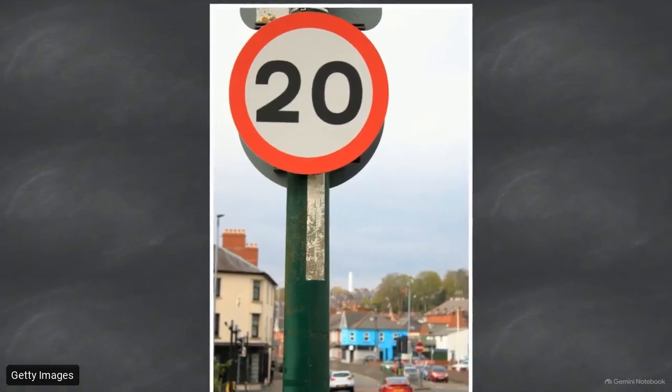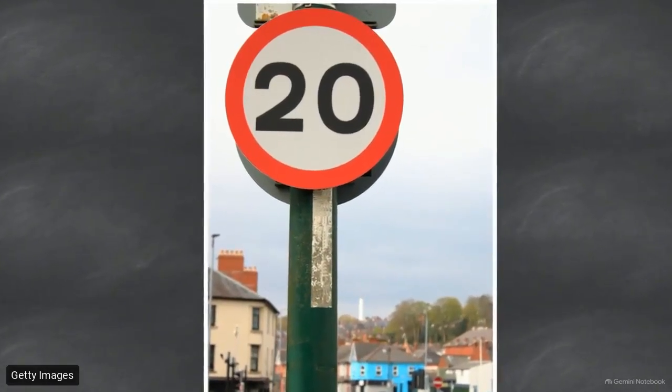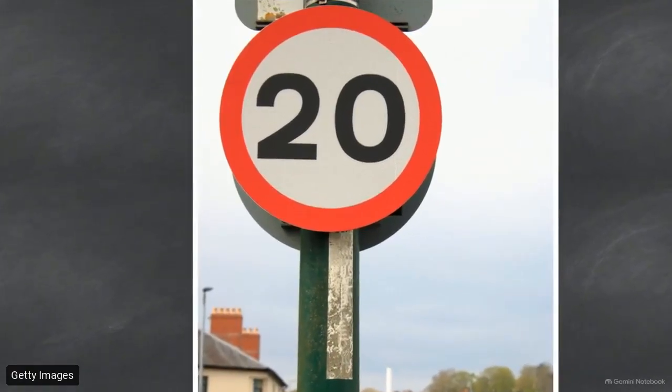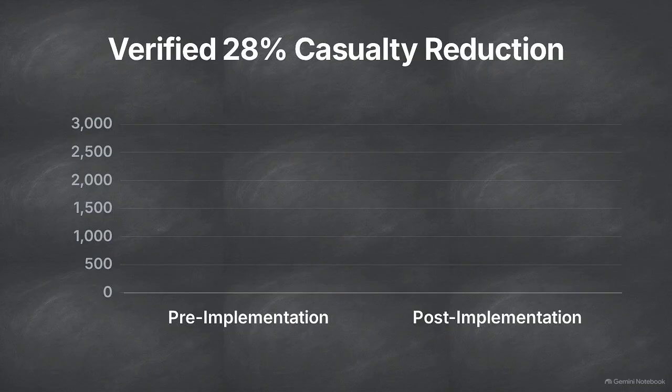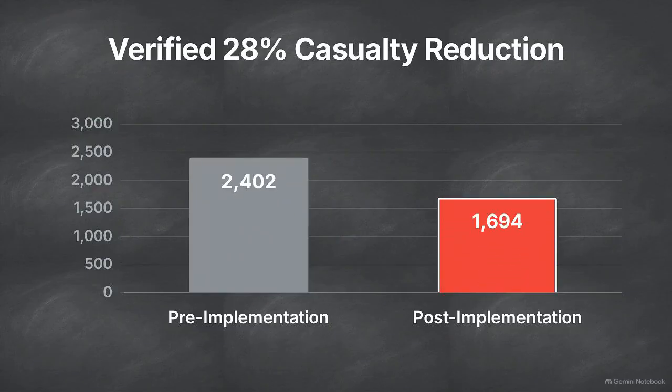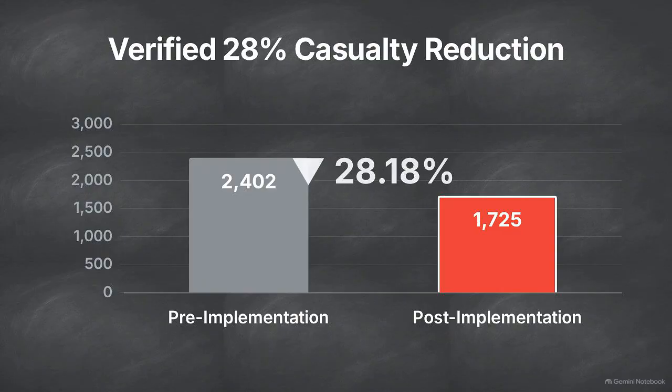On September 17, 2023, Wales changed the default speed limit on restricted roads from 30 to 20 miles per hour. This chart shows provisional casualty data for the first 4 complete quarters following implementation. Police recorded casualties on 20 or 30 miles per hour roads dropped from 2,402 down to 1,725. That exact decline of 28.18% is a mathematically verified fact.